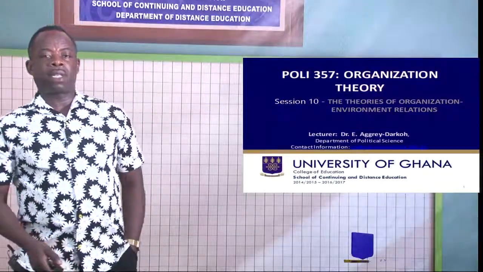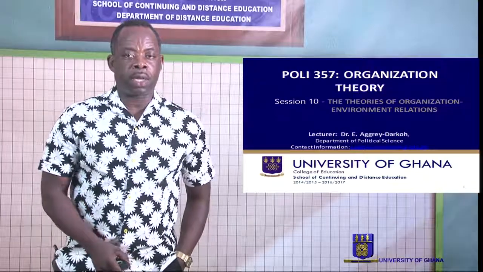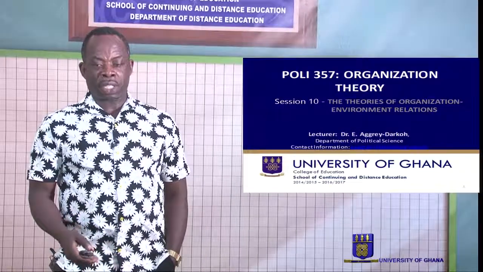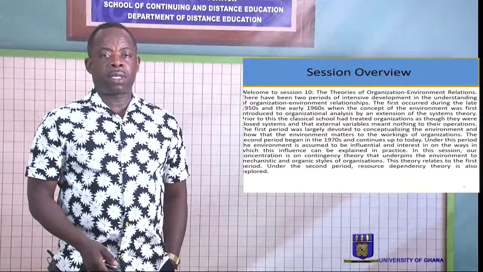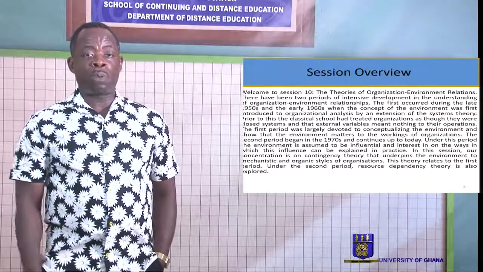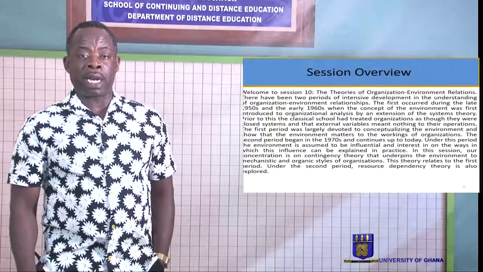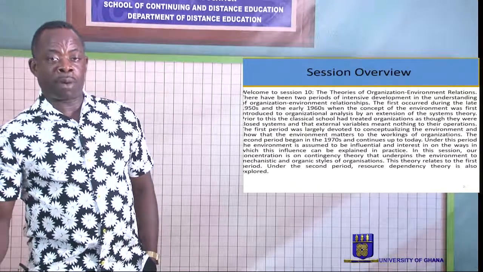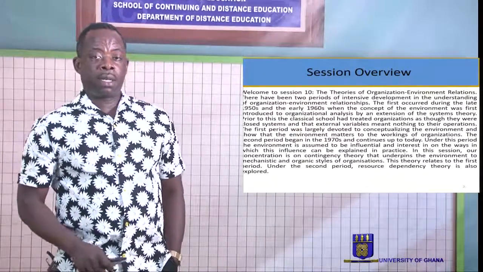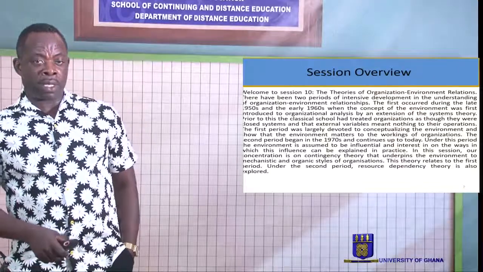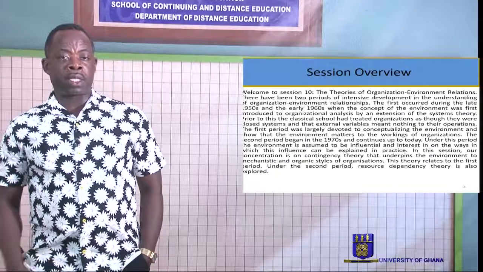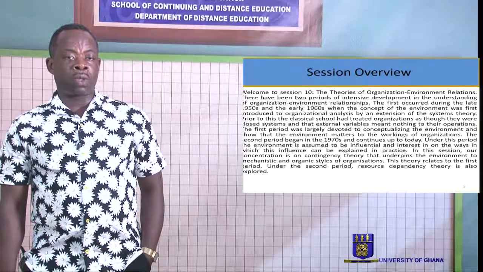Right, so ladies and gentlemen, session 10 is our next stop. Session 10 deals with the theories of organization-environment relations. This session is important because there have been 2 periods of intense development in the understanding of organization-environment relations. The first occurred during the late 1950s and the early 60s, when the concept of environment was first developed. And that included the extension of the systems theory and so on.